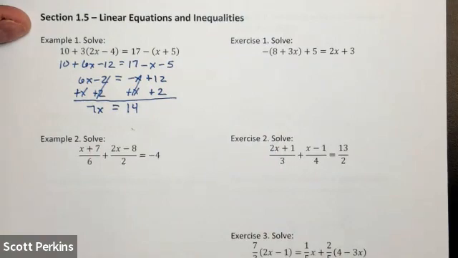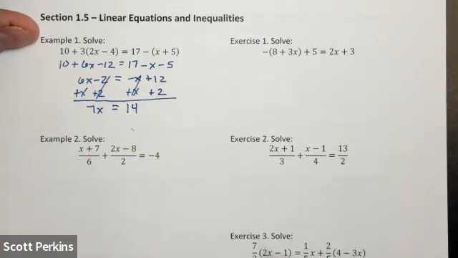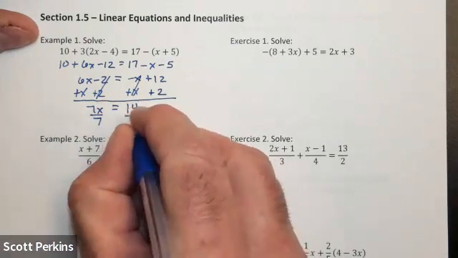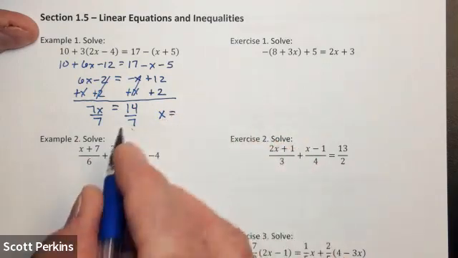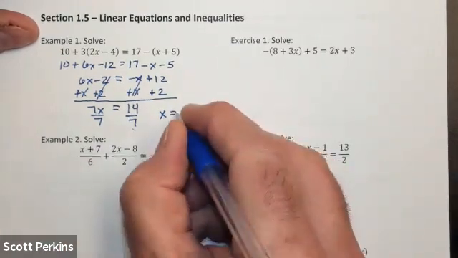And then last but not least, what is almost always my last step on these problems? Divide. Yeah, fantastic. I'm going to divide by 7 here, and then 7's cancel, and I have x is equal to 14 divided by 7. That becomes 2.